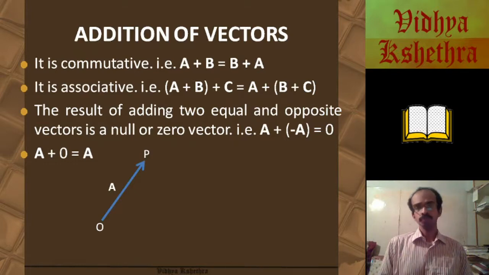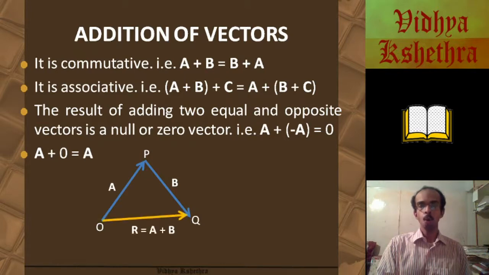Now, we can see the graphical addition of vectors A and B by using triangle law. Here, A is shown by OP. Now, vector B is shown by PQ and it is kept at the end of A, at P. Now, the resultant vector is given by OQ. That is, A plus B is given by the vector OQ. This is the triangle method of addition.